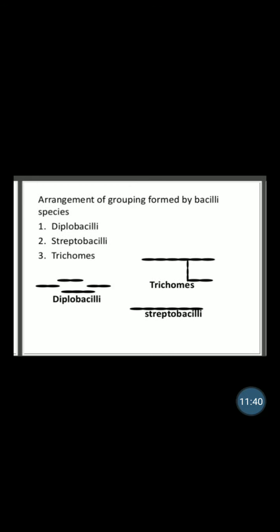Next, arrangement of grouping formed by bacilli species: first diplobacilli, then streptobacilli and trichomes. Here we can see the image of diplobacilli, then the structure of streptobacilli, and here we can see the trichomes arrangement of bacilli.